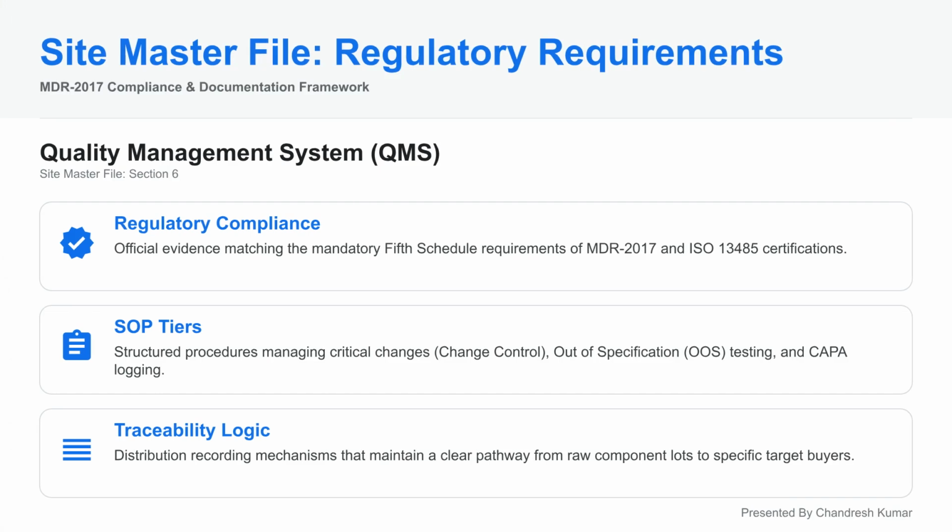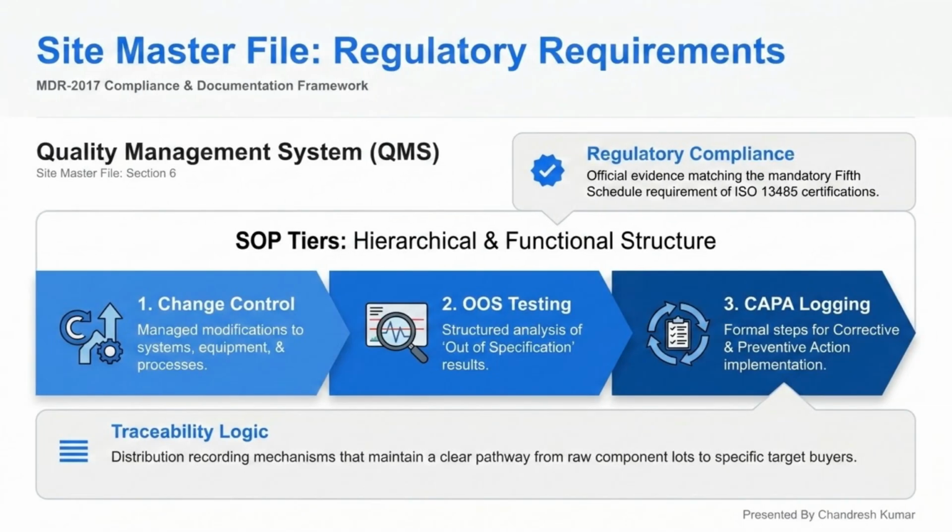Section 6 focuses on the quality management system, requiring evidence of regulatory compliance with MDR 2017 and ISO 13485. This section also covers SOP tiers for managing critical changes and the traceability logic for tracking products from components to buyers. The SOP tiers define the hierarchical and functional structure for quality management, including change control for modifications, OOS testing for analyzing out-of-specification results, and CAPA logging for implementing corrective and preventative actions.